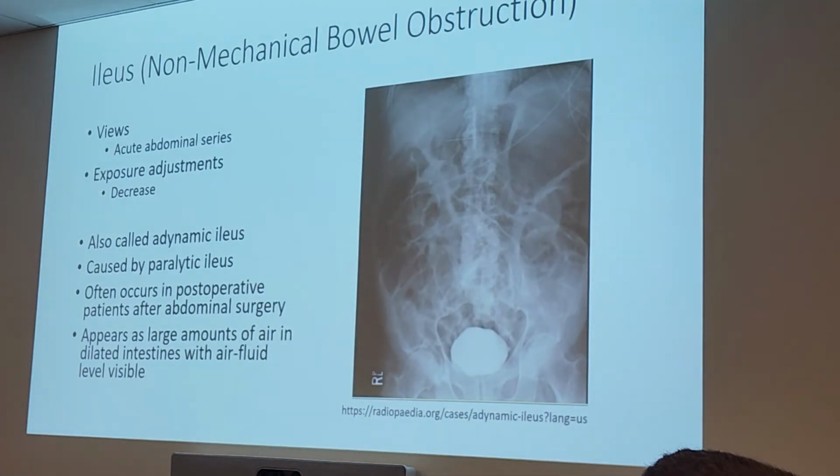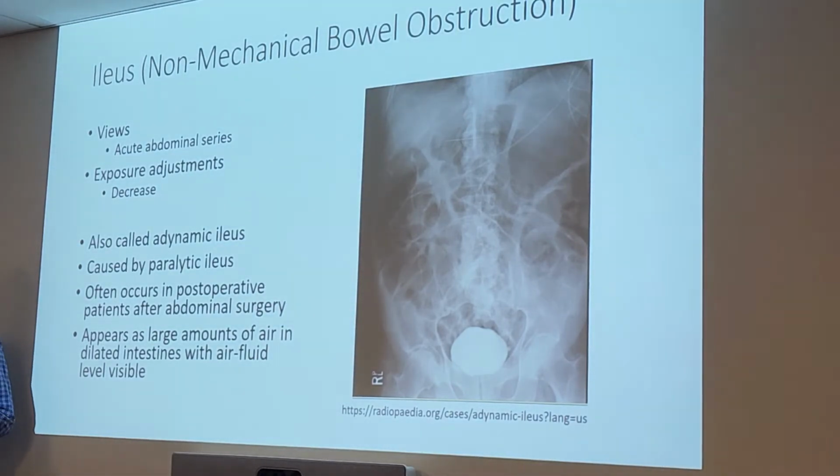Now, we have non-mechanical bowel obstruction. So in this case, it's not something that's physically blocking the bowel. Instead, it's just that the intestine does not push things through. So we lose that peristalsis, and we get what's called adynamic ileus or paralytic ileus. So the intestine is kind of like paralyzed, it isn't going to push things through.